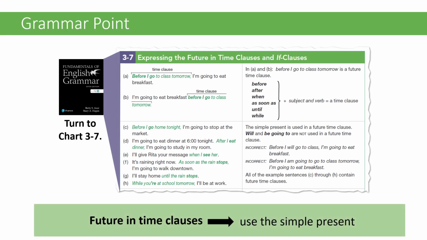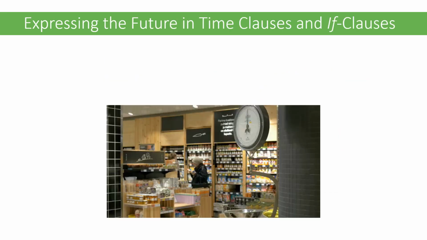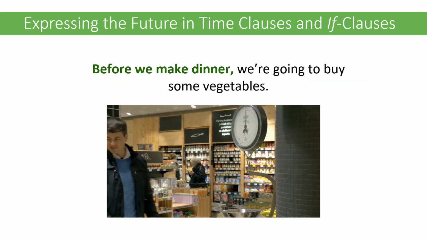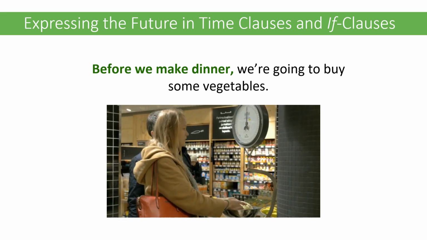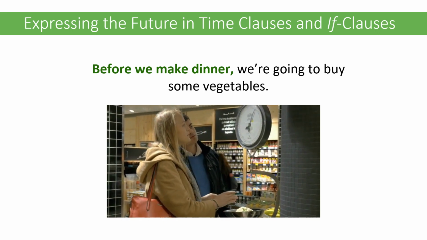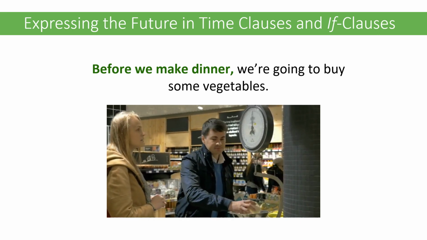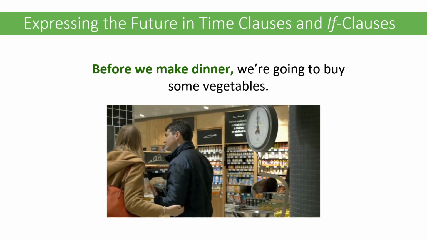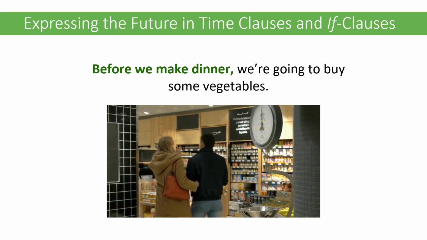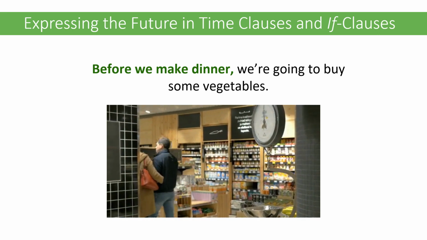So we use the simple present, not will or be going to, in a future time clause. So let's look at an example. Before we make dinner, we're going to buy some groceries. This is the time clause. It has a time word, and there's a list of them in the chart. And even though this has a future meaning, in the time clause we use a simple present, even though in the main clause we're using the future.